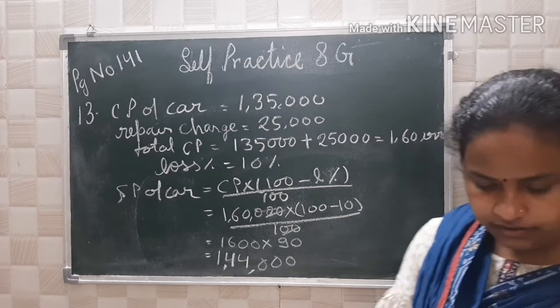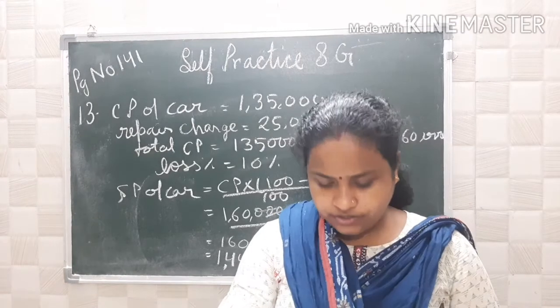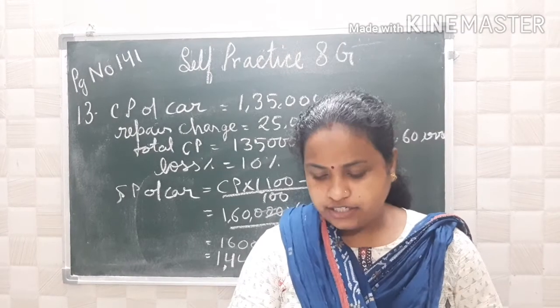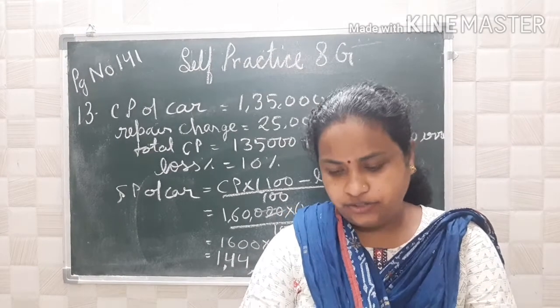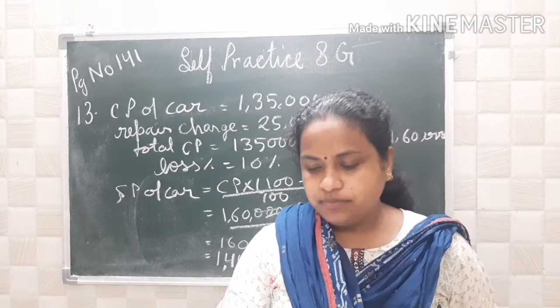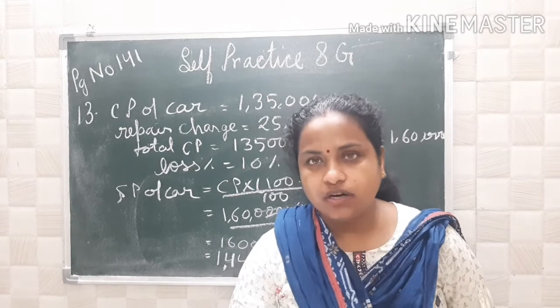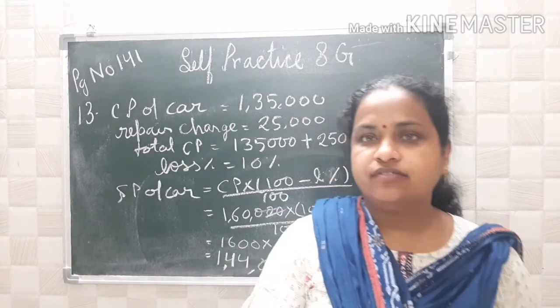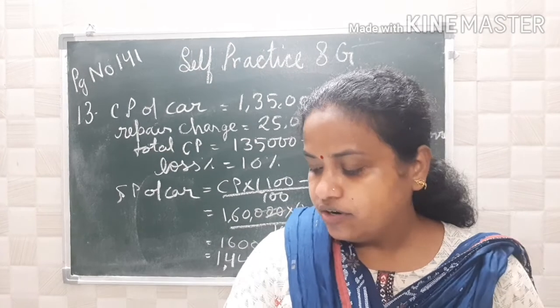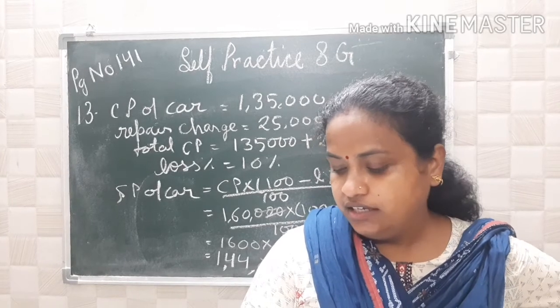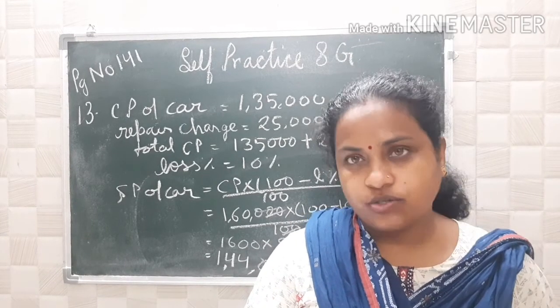Question number 13. Today we are going to start 8G, and till question 12 we have completed, so from 13 onwards. In question number 13, a man purchased a car for rupees 1,35,000 and spent 25,000 on repair. At what price was the car sold if he suffered a 10% loss on it?